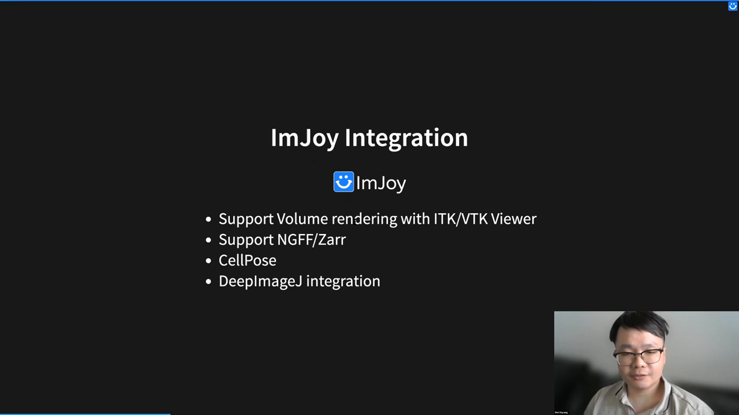We also try to support Zarr, because there are a lot of memory issues within the browser. It cannot have a huge memory, so a more scalable file format would definitely help. And then we have Cellpose and DeepImageJ integration. These are all experimental. We try to test different plugins and features.